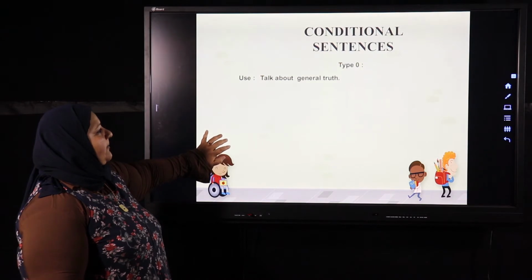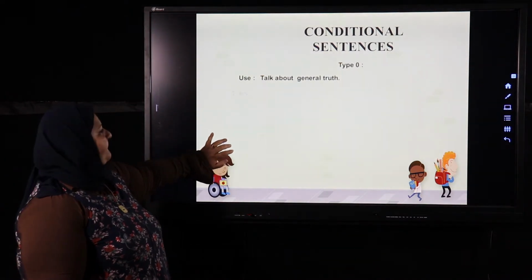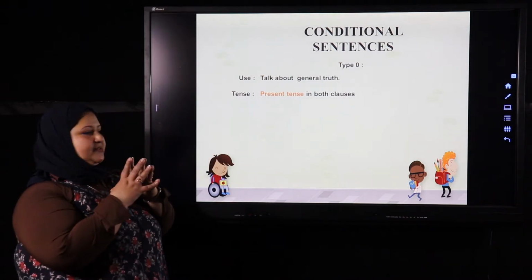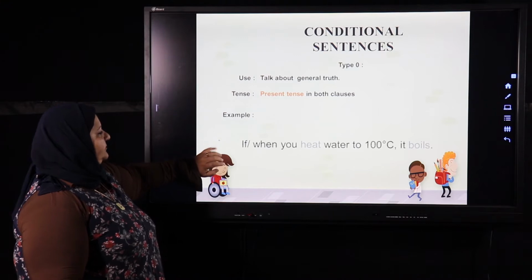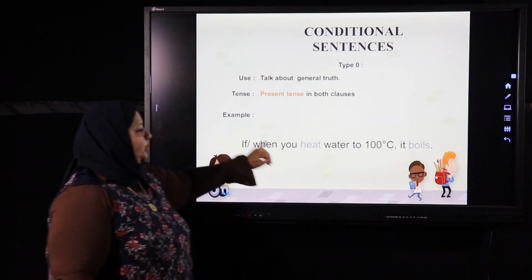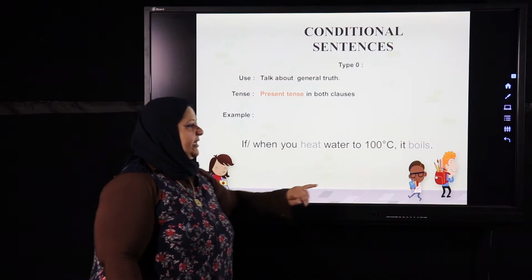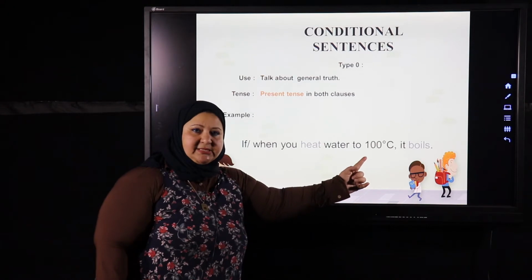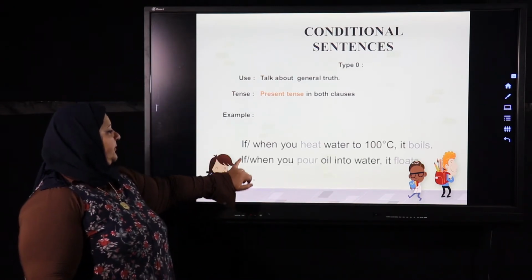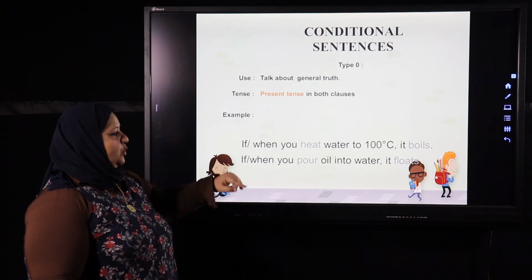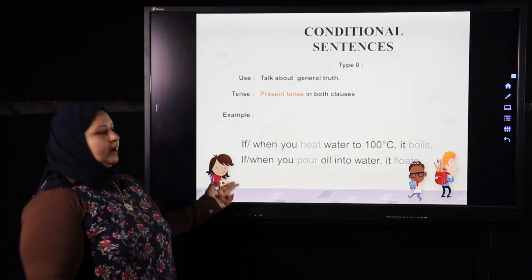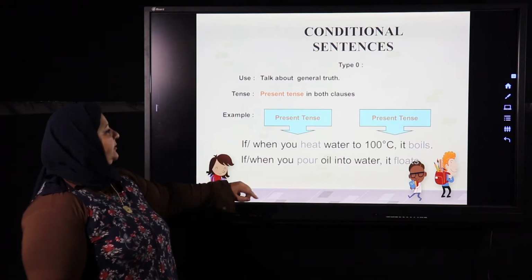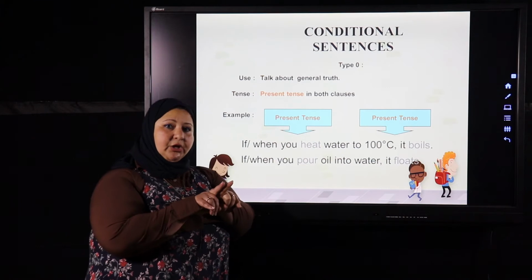When we start with the zero type, we must talk about general truths and facts. Tense: present simple in both clauses. Example: if or when you heat water to 100 degrees, it boils. The first clause is present simple and the second clause is present simple. If or when you pour oil into water, it floats. These two are facts. That's why we use the zero type: present simple in both clauses.